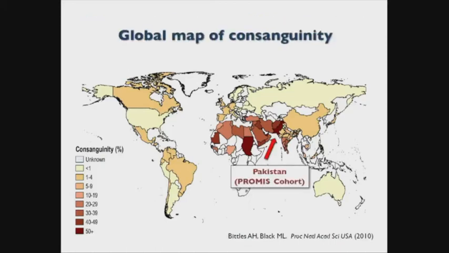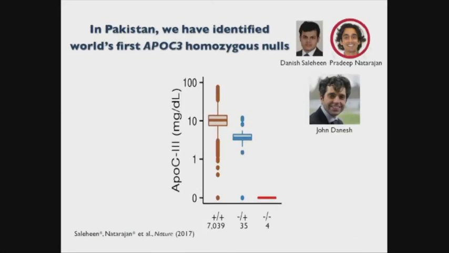The highest rate in the world is in Pakistan, and we established a collaboration with a couple of investigators who had established a cohort in Pakistan to study a variety of cardiometabolic diseases. It was actually led by John Danesh, who spoke earlier today, and he, along with a student of his, Danish Saleheen, really set up this cohort many years ago. We reached out to them to think about sequencing this cohort to identify genetic factors for coronary heart disease. And in Pakistan, we identified the world's first ApoC3 homozygous nulls.